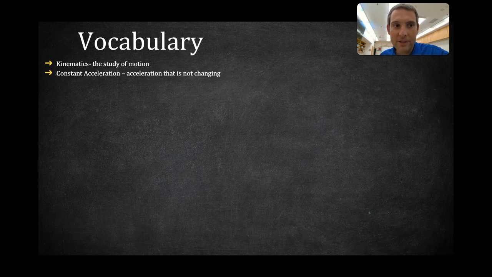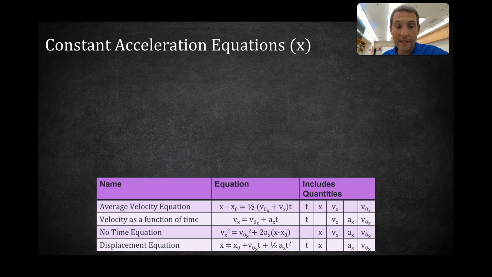A couple of vocabulary terms. Kinematics just means the study of motion. And constant acceleration is acceleration that is not changing. Here are the kinematic equations. We can use these to predict motion or to see what has happened if we're going in reverse.